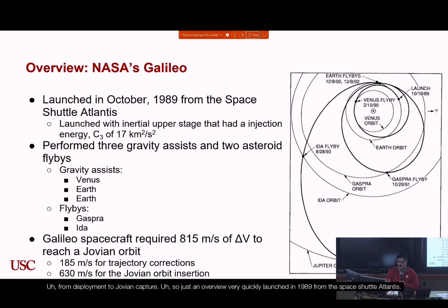Launched in 1989 from the space shuttle Atlantis. Had an inertial upper stage with an injection energy of 17 kilometers squared per second squared. Performed 3 gravity assists, 1 of Venus, 2 of Earth. During each of the legs, performed a flyby of the asteroids Gaspara and Ida, respectively, and required a total delta V budget of 815 meters per second, just shy of 200 for total trajectory corrections, and 630 for the capture at Jupiter.